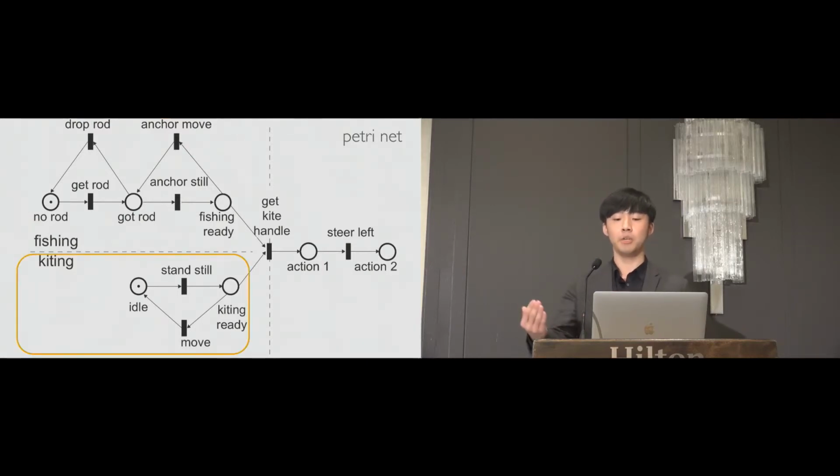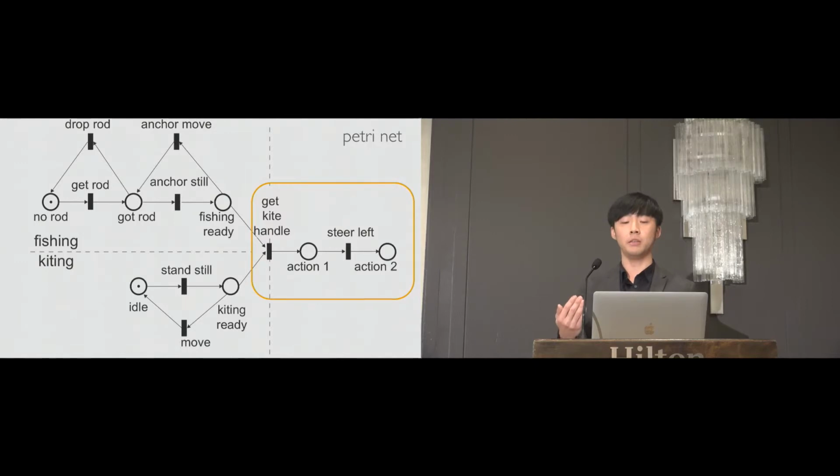And this is the state machine for the kite user. And these two state machines run concurrently until they both arrive at the required state. So Mutual Turk uses this concurrent state machine, or Petri net, to synchronize the users.